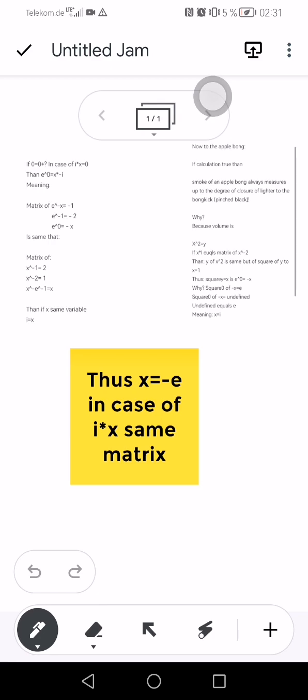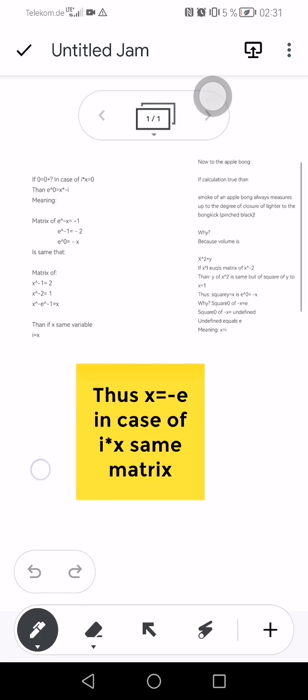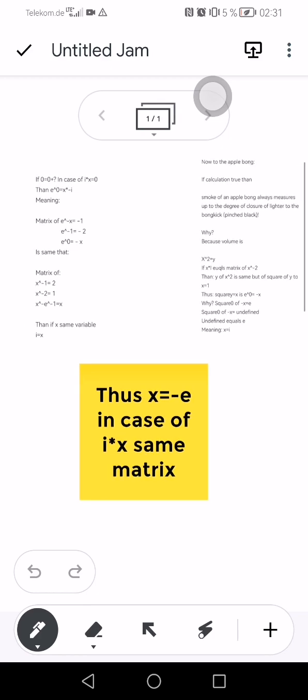Why do I say this? Because meaning matrix of e square minus x equals minus 1 and e square minus 1 equals minus 2 and e square 0 equals minus x. That's the same matrix as x square minus 1 equals 2, x square minus 2 equals 1, and x square minus e square minus 1 equals x. If x is a variable, then I equals x by this definition.